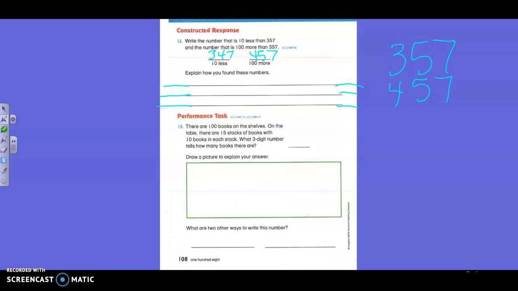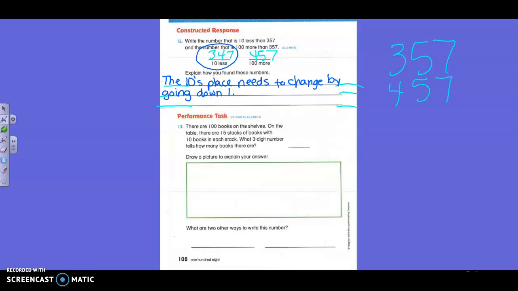Okay, so the tens place needs to change by going down. Down one, right? Okay, that's okay. By going down one. So going 10 less, we change the tens place, going down by 1.